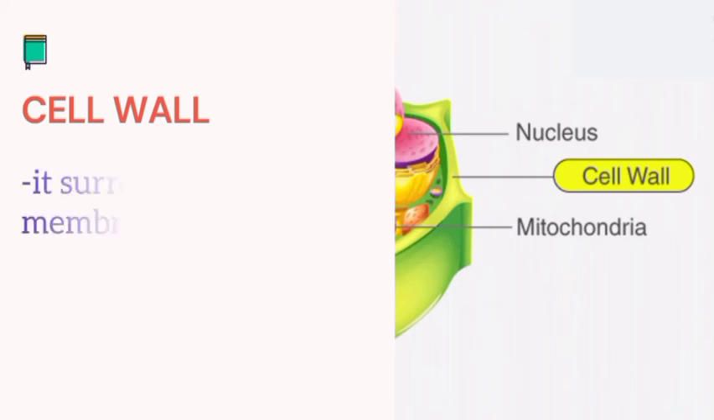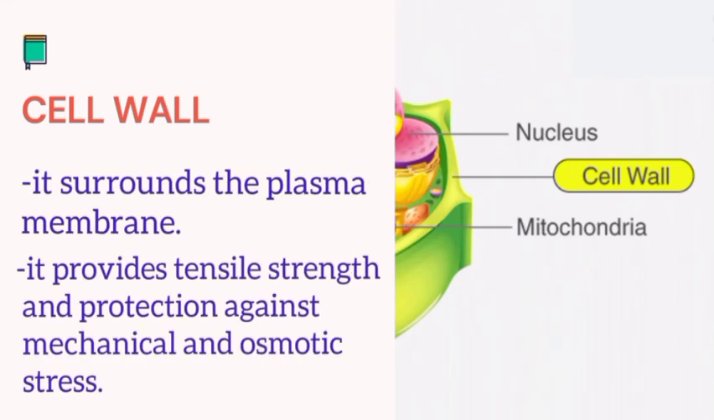Another feature that is present in a plant cell but not in an animal cell is the cell wall. The cell wall surrounds the plasma membrane of plant cells and provides tensile strength and protection against mechanical and osmotic stress.